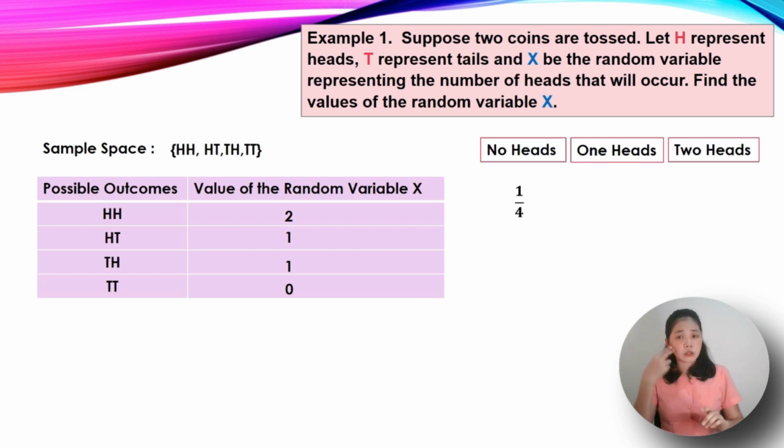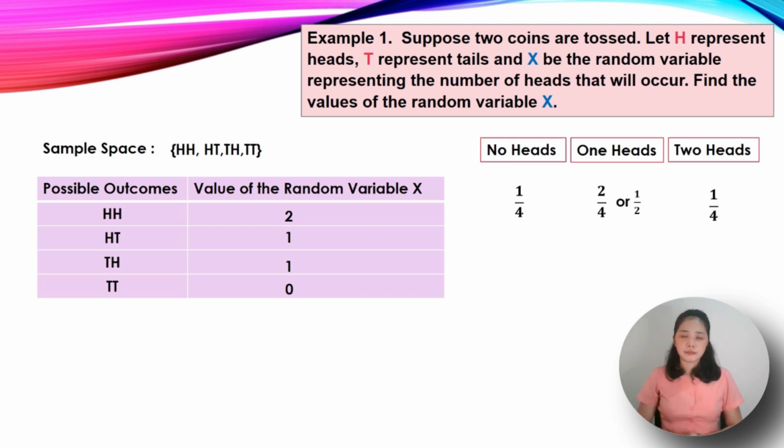For 1 head, we have possible outcomes of head-tail and tail-head, so there are 2. We have here 2/4, or in lowest terms, that is 1/2. And finally, we have 2 heads, and we have a possible outcome of head-head, so we have 1/4.